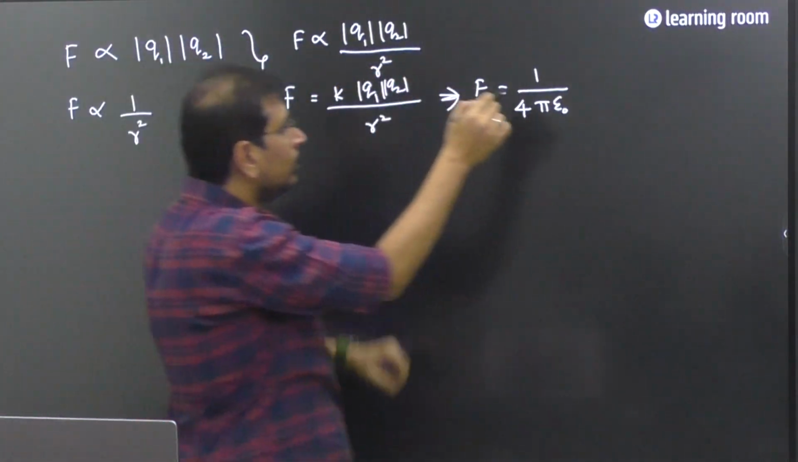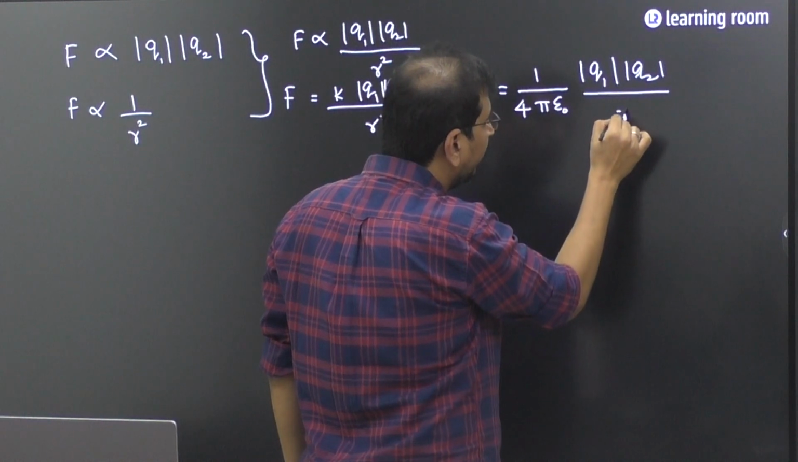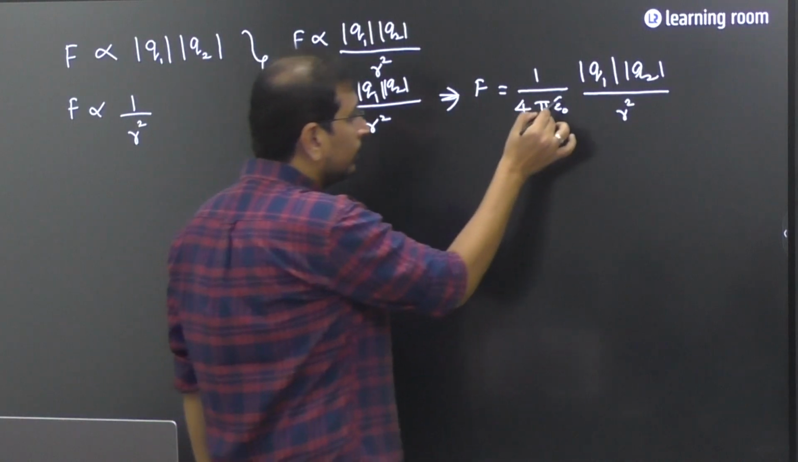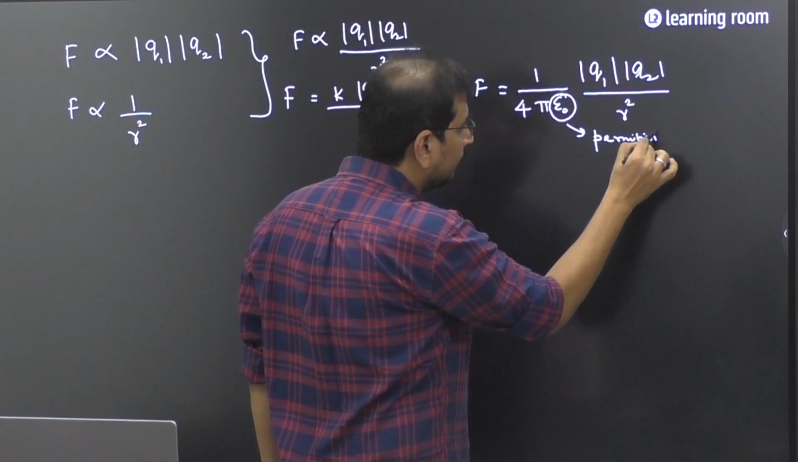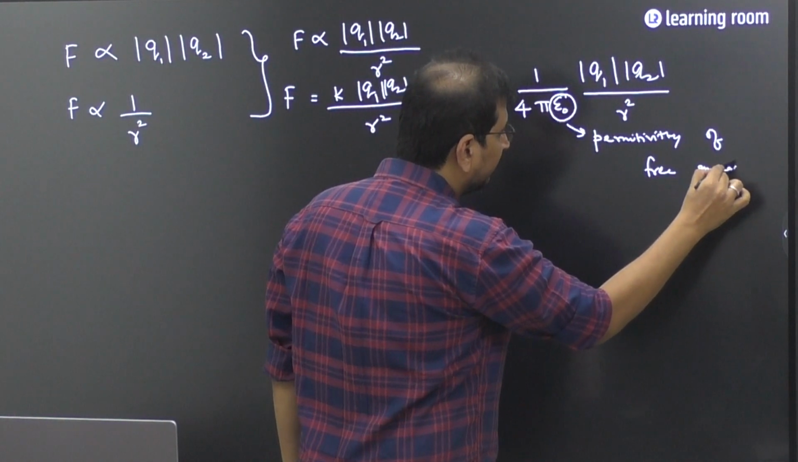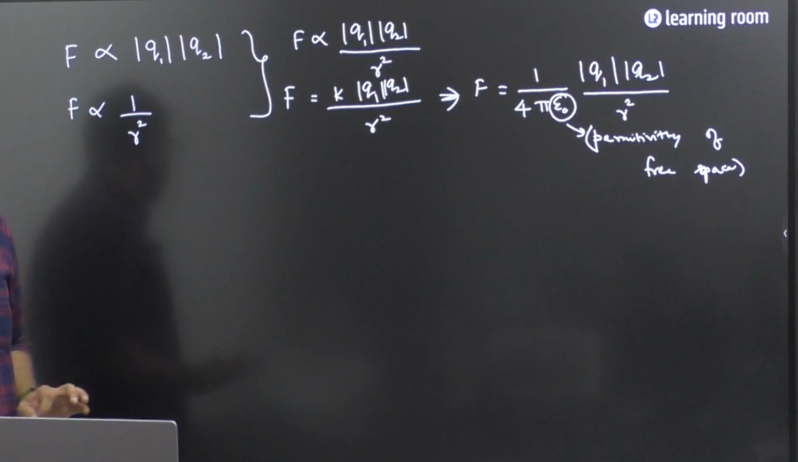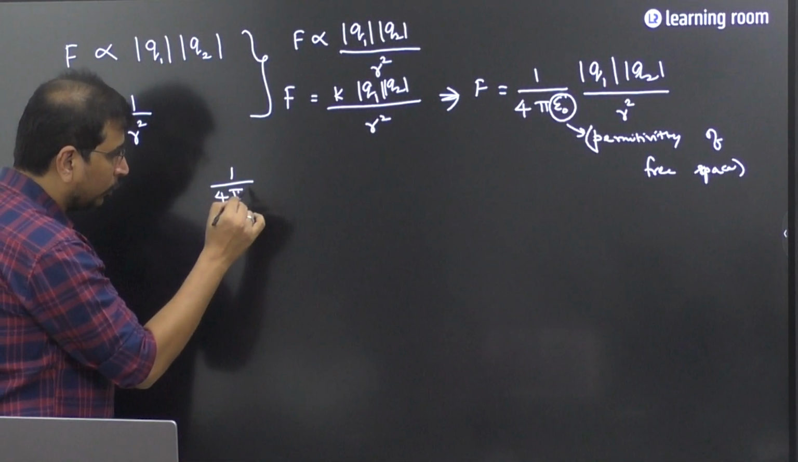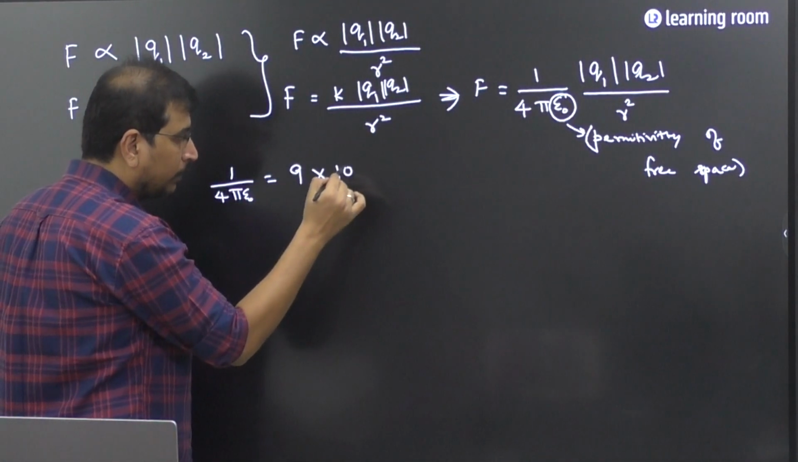F equals 1 divided by 4 pi epsilon naught into magnitude of Q1 into magnitude of Q2 divided by R square, where epsilon naught is called the permittivity of free space, and this 1 divided by 4 pi epsilon naught has a value of 9 into 10 power 9.